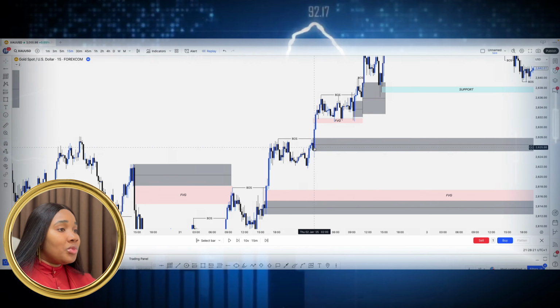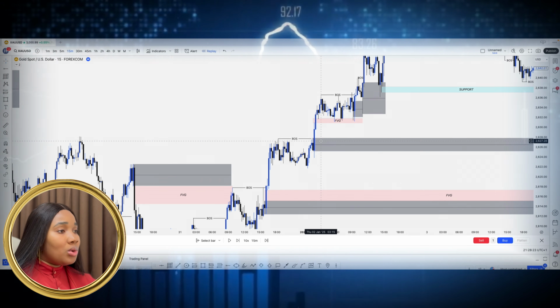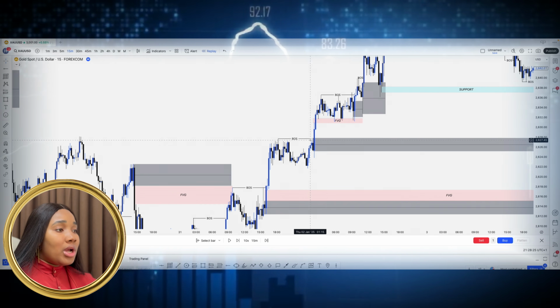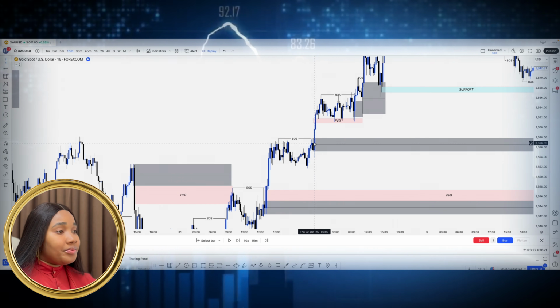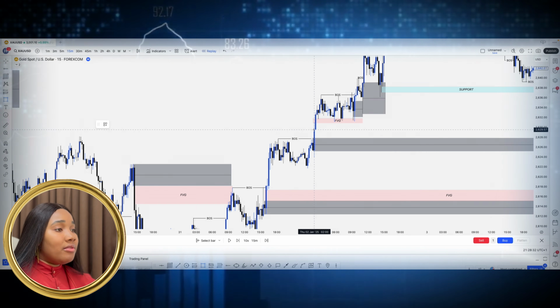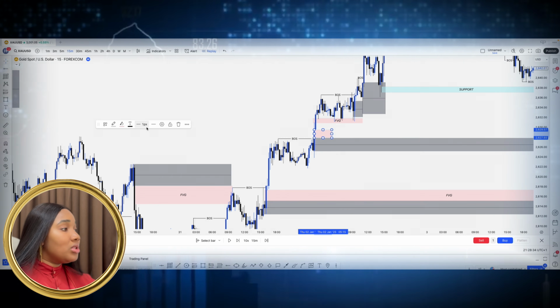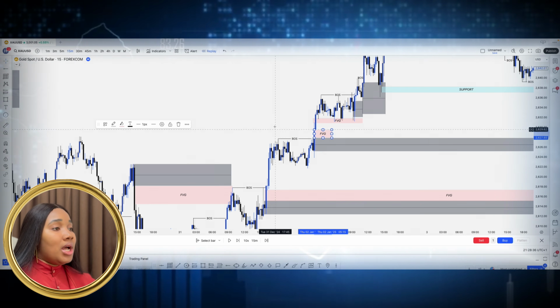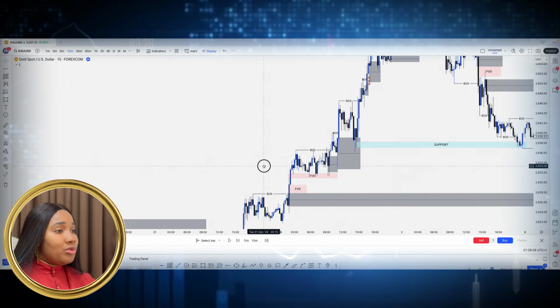So from there, we continue to push to the upside. We got another break of structure to the upside, this being the order block, and here we have the FVG present, but you can also see that price did not come back at that level. So let's keep moving forward.